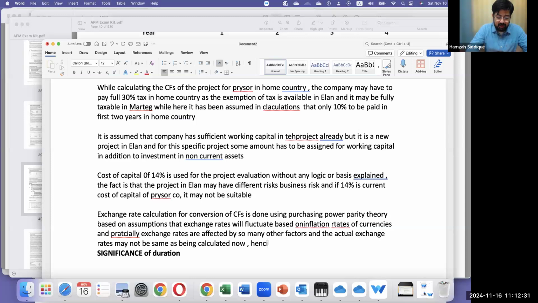Hence, the affecting cash flows may not be the same as predicted; cash flows based on the actual exchange rate may differ from those predicted now.